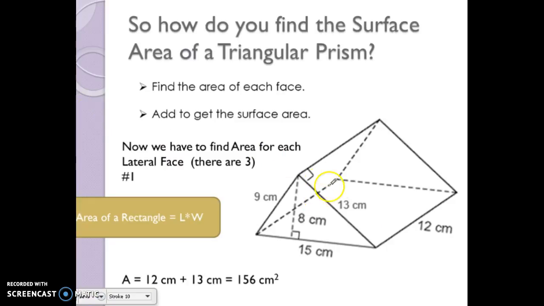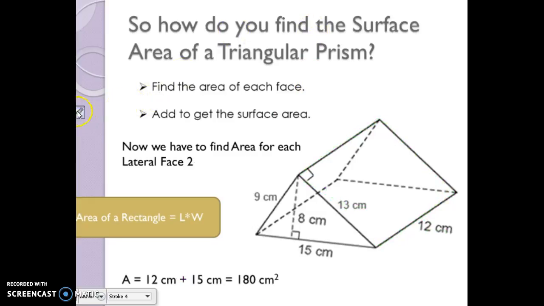And we'll start here with number 1. We're going to do this face, and the dimensions of this face are 12 and 13. So now we're finding the area of a rectangle. So 12 centimeters, this should be times, 13 centimeters equals 156 centimeters squared.